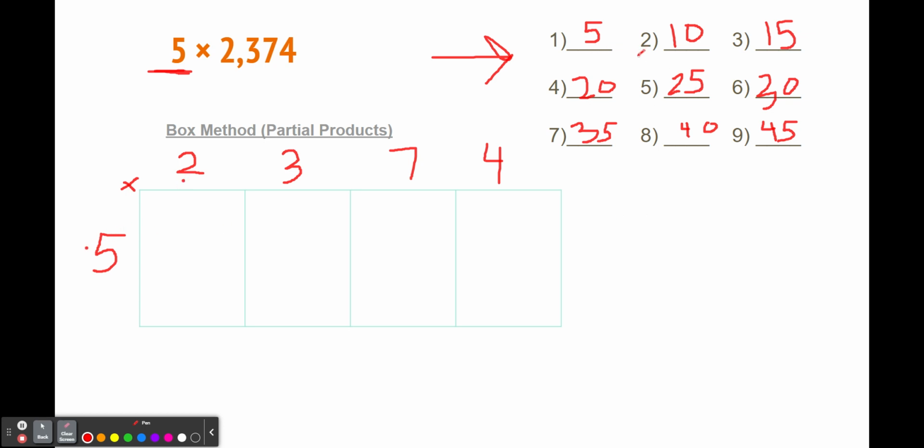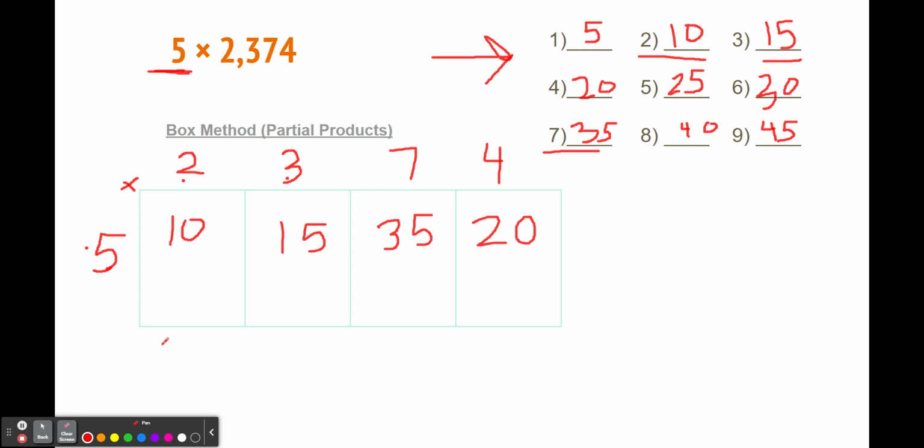Now I'm going to go ahead and multiply 5 times 2. So if we look over here, 5 times 2 is 10. So I'm going to put down 10. Then I'm going to multiply 5 times 3, which is 15. Now I'm going to do 5 times 7. So I've got to find 7, and that is 35. And then I'm going to do 5 times 4 again, which is 20. So we're not done yet. Now we made our partial products. Now we have to go ahead and add them all together.